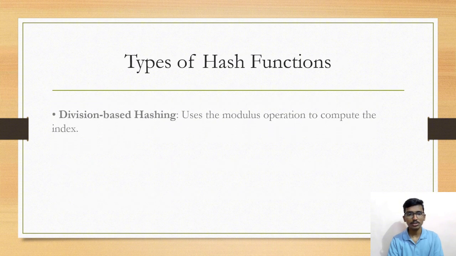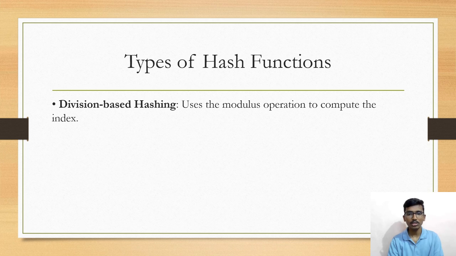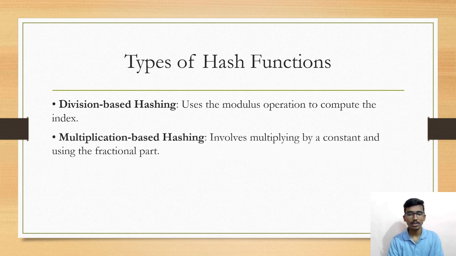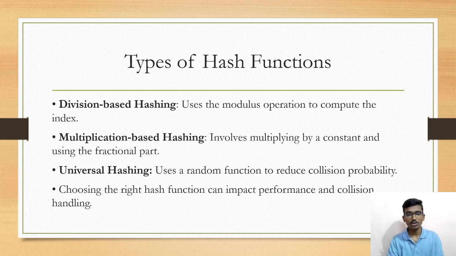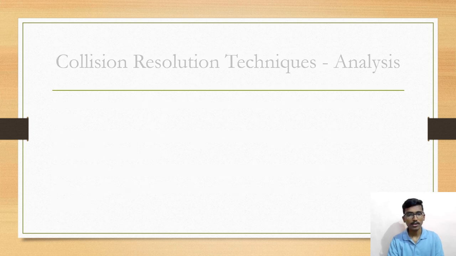Types of hash functions. Division-based hashing uses the modulus operation to compute the index. Multiplication-based hashing involves multiplying by a constant and using the fractional part. Universal hashing uses a random function to reduce collision probability. Choosing the right hash function can impact performance and collision handling.